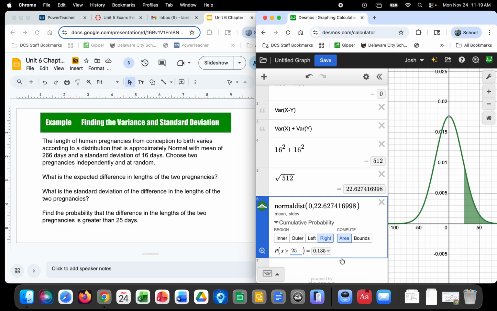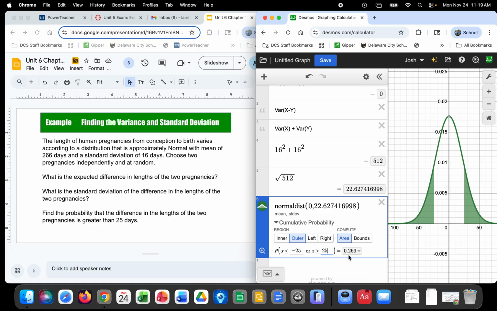Let me think. What if I wanted to do... I guess I could probably do a negative 25 on this as well. I could probably do an outer. And I could go negative 25 and 25. Actually, I think that's going to be a little bit better.